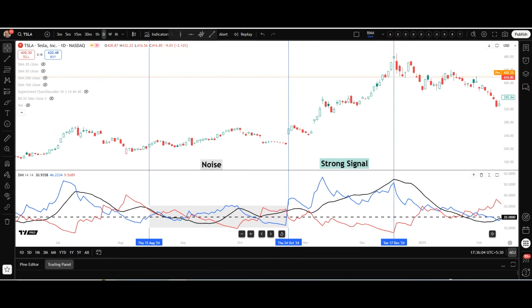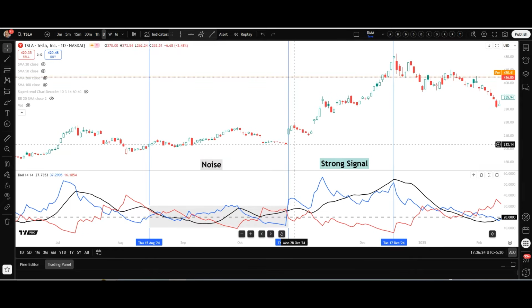What about the stock of Tesla? In the first case, it was all noise. The stock had gone nowhere. It was trading at around the same levels. The ADX, in fact, in that time had come below 20 and seldom was moving upwards. As such, the stock price moved nowhere.